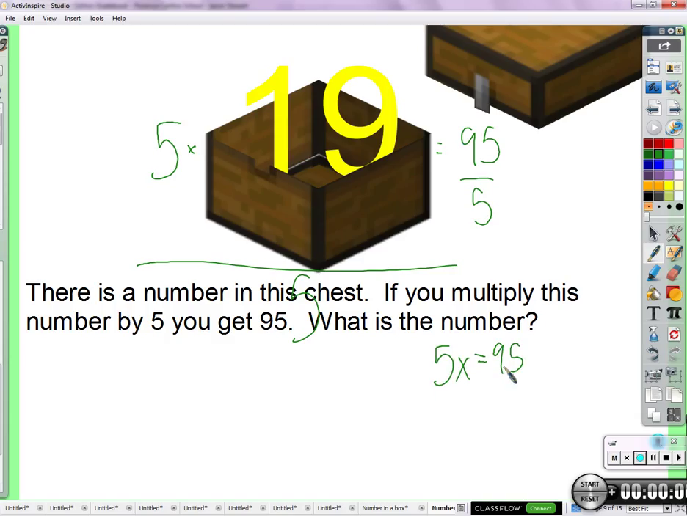19. So as an equation, it would look like 5 times x equals 95. Divide by 5, and x equals 19.